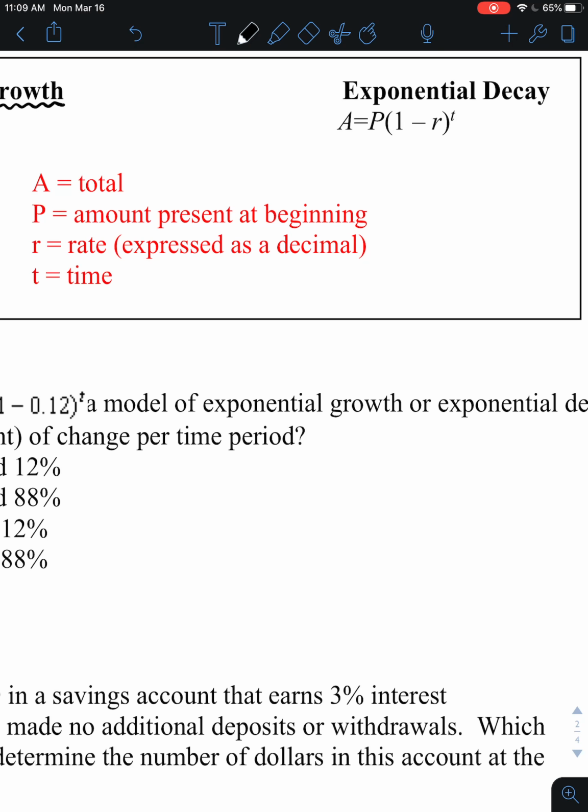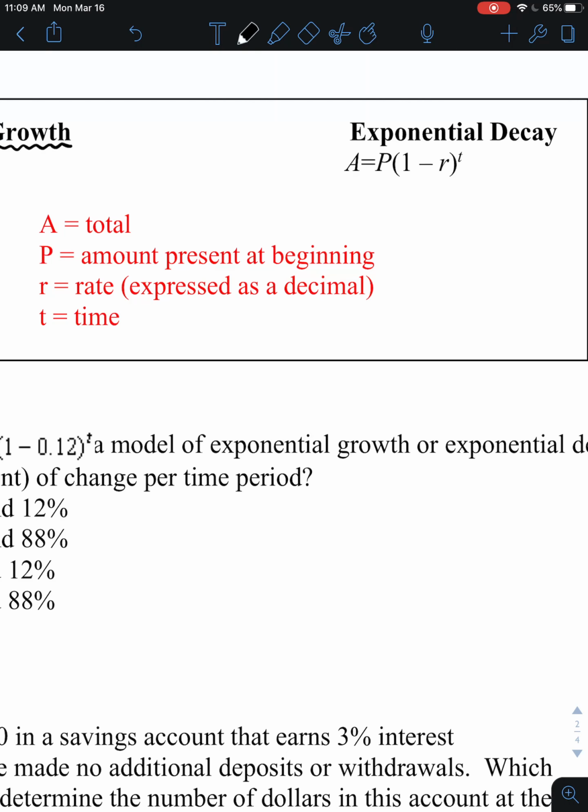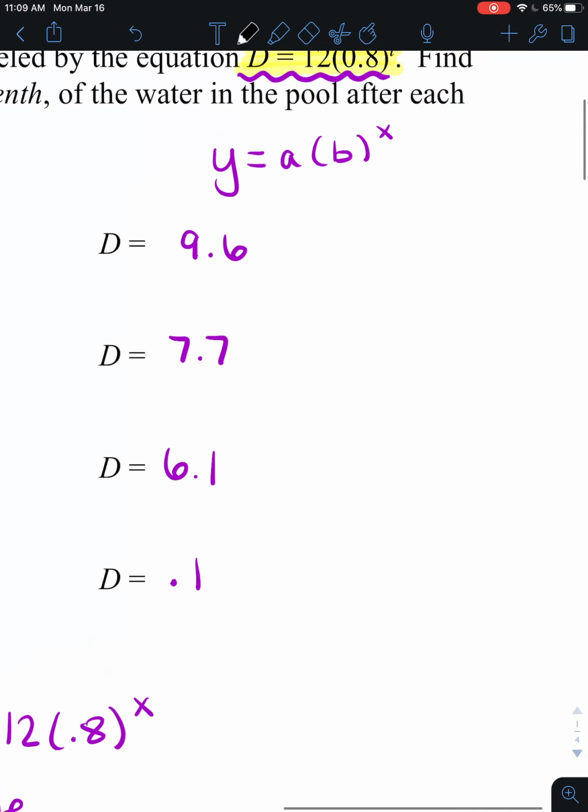So A is our total amount. So that would be like our D, the depth of the pool over time. P was the amount present at the beginning. So that was our 12 feet. R was the rate. So that's what I didn't actually see in my equation up here. I just saw the 0.8. I actually saw the number after the subtraction was done.